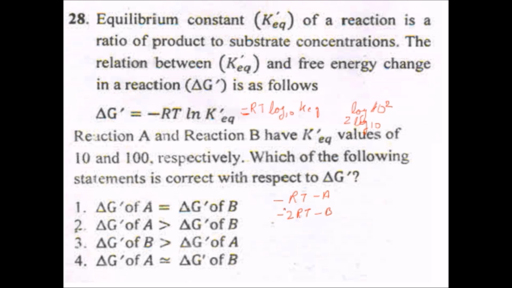As the minus sign is here, the Gibbs free energy for reaction B will be less than the del G of reaction A. So let's see which option it should be. Option A is greater. Okay, so del G of reaction A will be greater than del G of reaction B. Next question.